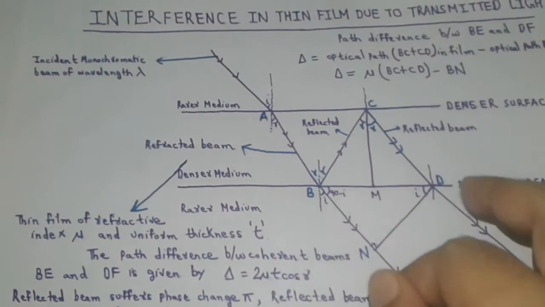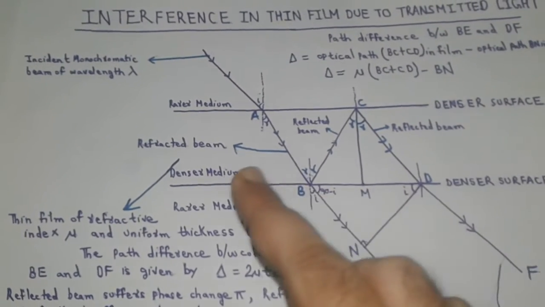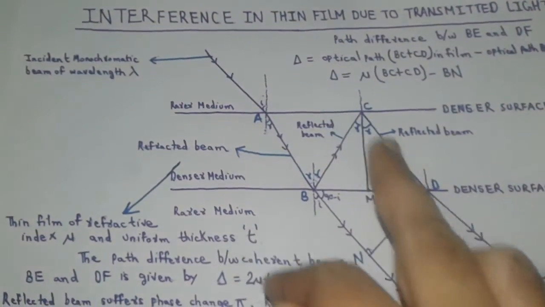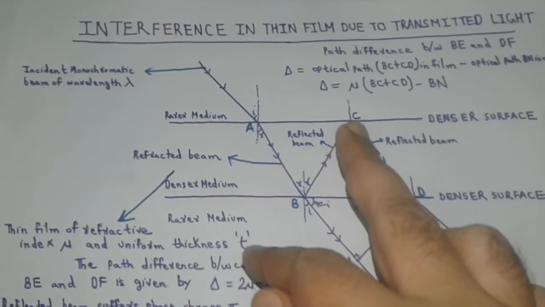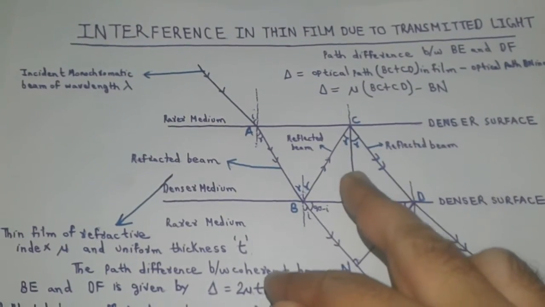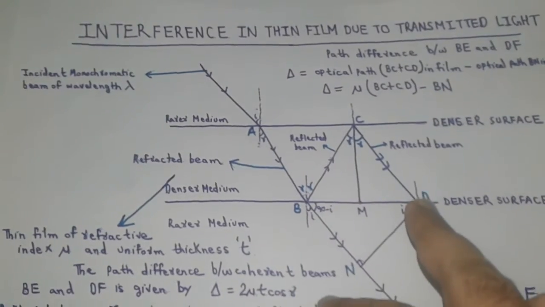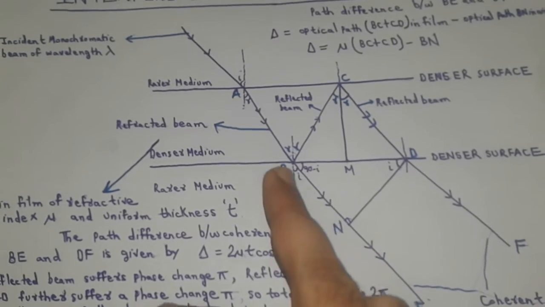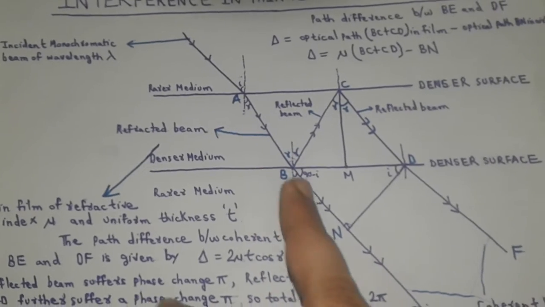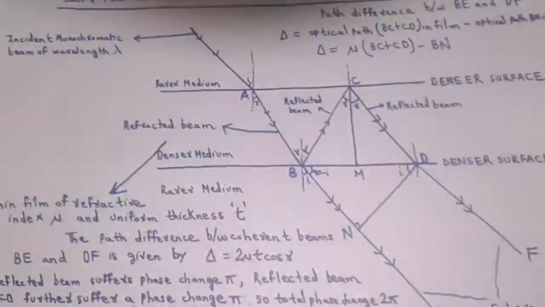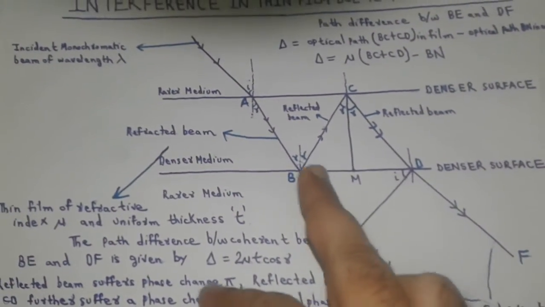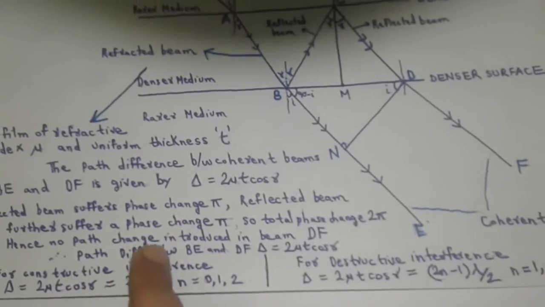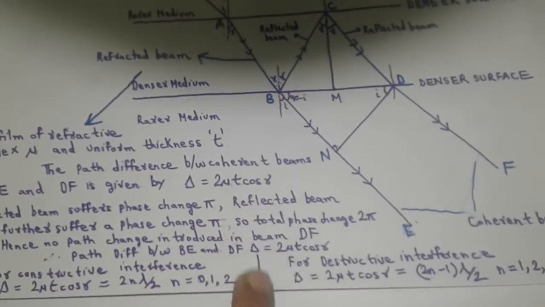Since the beam BC is reflected from the denser surface, according to Stokes' theorem, it will suffer a phase change of pi. Since the beam CD is reflected from the denser surface, it will further suffer a phase change of pi. Hence a total phase change of 2 pi is introduced. On the other hand, the beam BE is transmitted into the rarer medium, hence Stokes' theorem is not applicable. Therefore, the optical path difference between coherent beams BE and DF remains unchanged as delta equal to 2 mu t cos r.